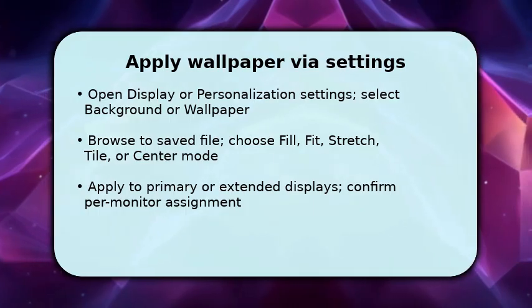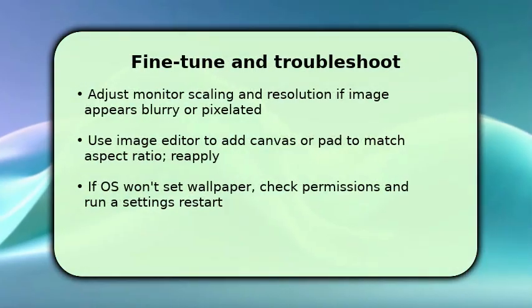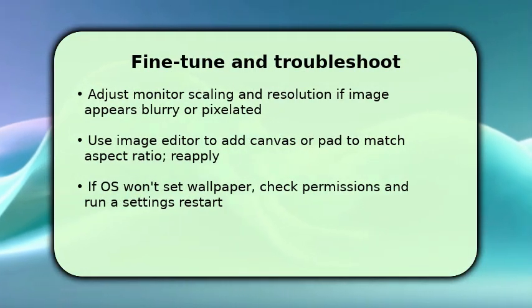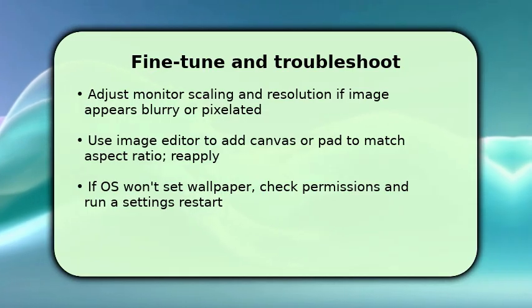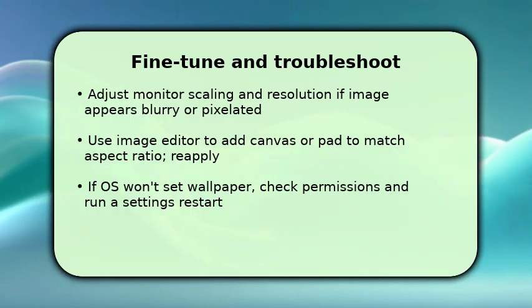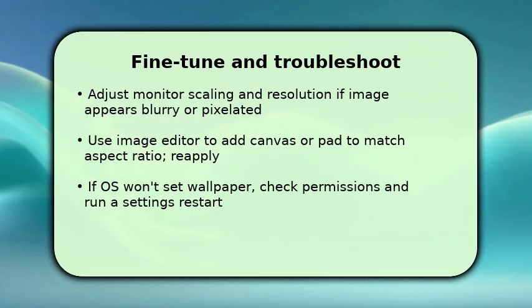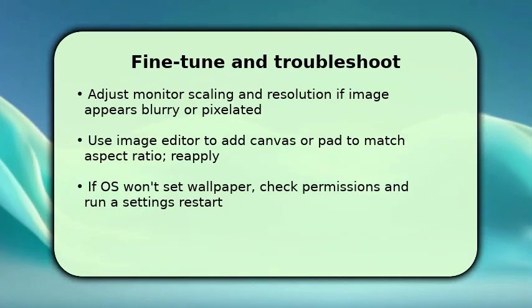Finish by fine-tuning and troubleshooting common issues. If the wallpaper looks blurry, make sure the monitor resolution and system scaling match the image. Change resolution or resave the image at the correct pixel dimensions. Once done, add padding in an editor to preserve composition if cropping is unacceptable. If the operating system refuses to set the wallpaper, check file permissions and restart the personalization service or settings app.